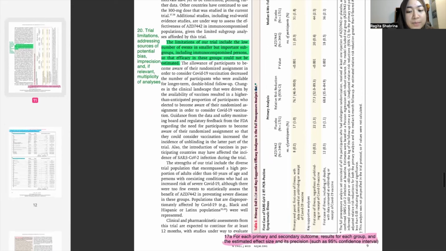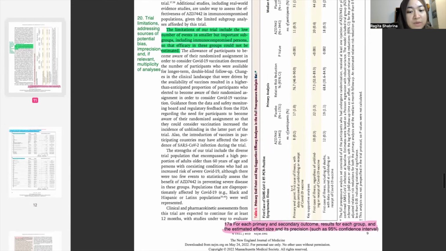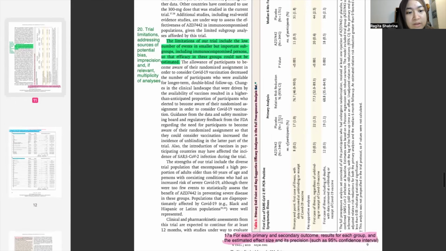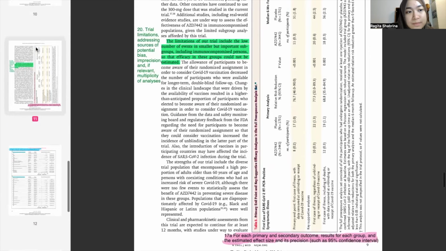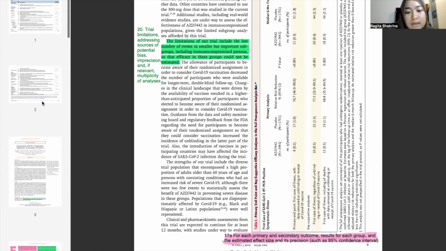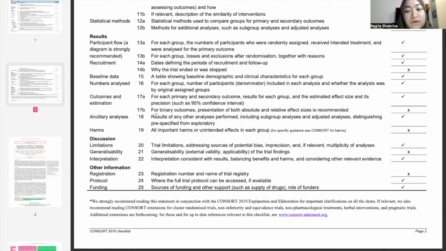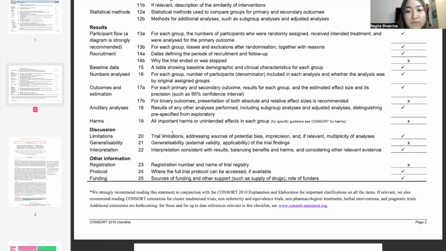This is the primary endpoint and key supportive efficacy analysis in the full exposure analysis set. So this is for each primary, results for each group, for the primary analysis. And next, for the 17B, there is no checklist in this article. So we move to the next item.